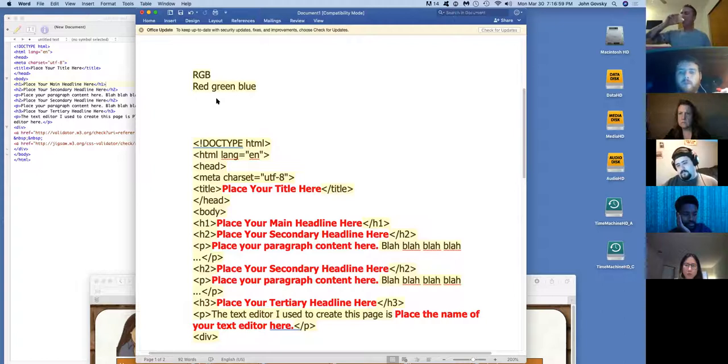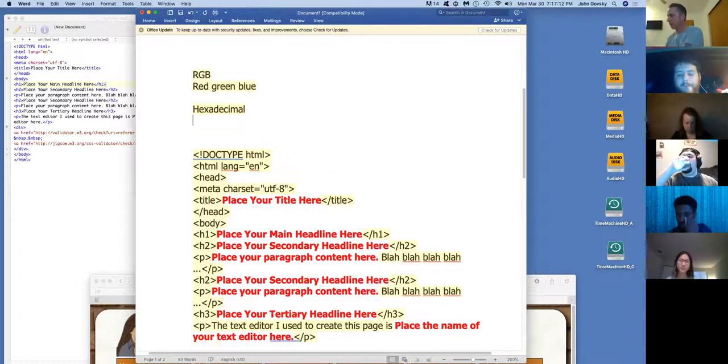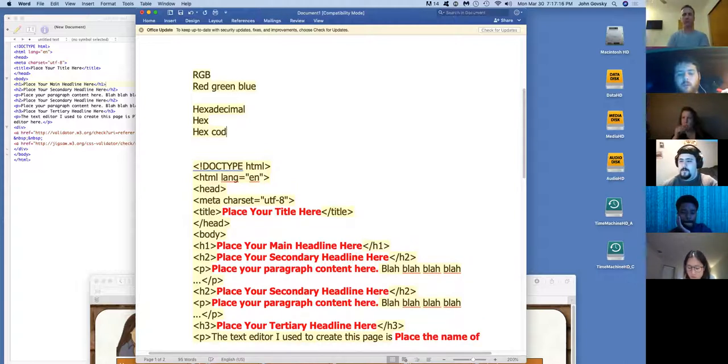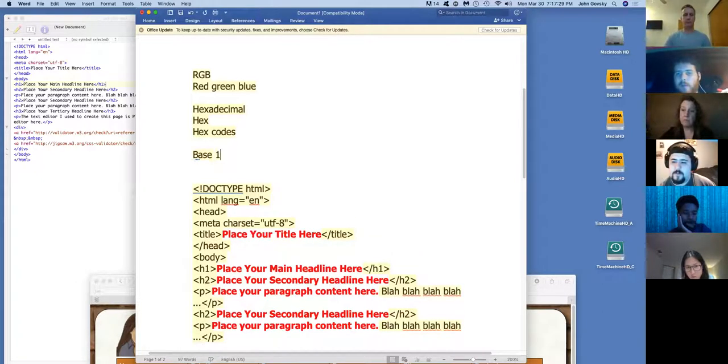And there are a couple of different ways to indicate color. The standard way is hexadecimal. Hexadecimal, which is sometimes just called hex. So we speak of hex codes. And a standard way to indicate color online is with a hex code. Now, hexadecimal means what? Base 16.